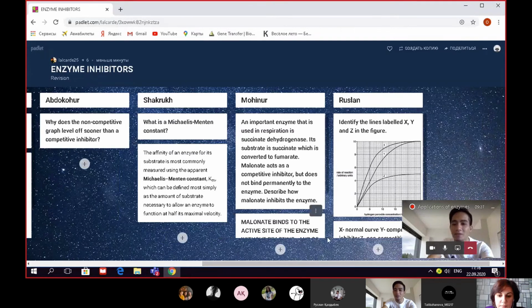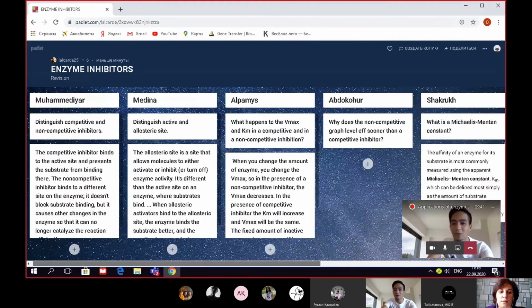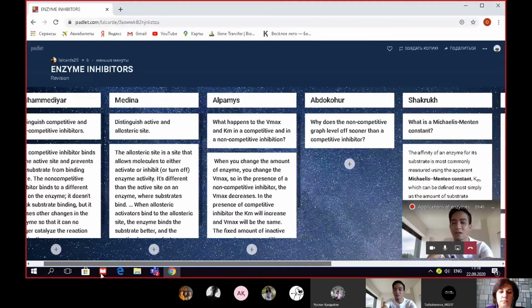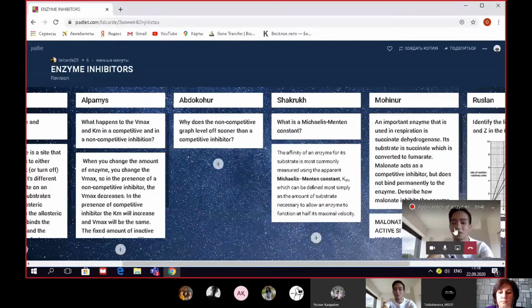malonate binds to the active site of the enzyme without reacting, and so competes, not completes, with succinate, it decreases cellular respiration. Very good. So malonate is a competitive inhibitor to the enzyme succinate dehydrogenase. Succinate is the normal substrate. That's why she wrote here, it competes with succinate, which is the normal substrate. And if succinate is not bound to the enzyme succinate dehydrogenase, the rate of cellular respiration will decrease. Very good.